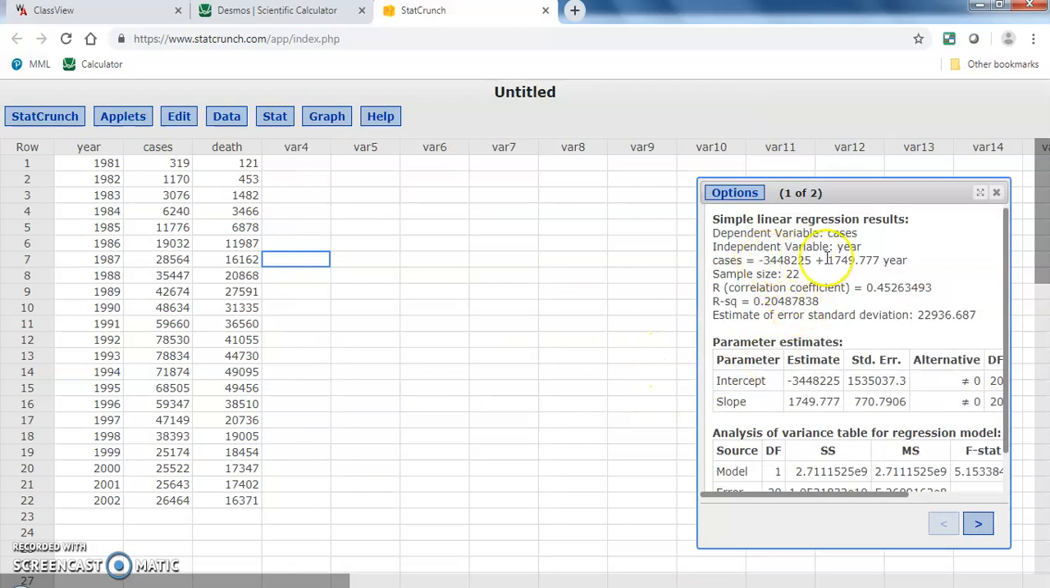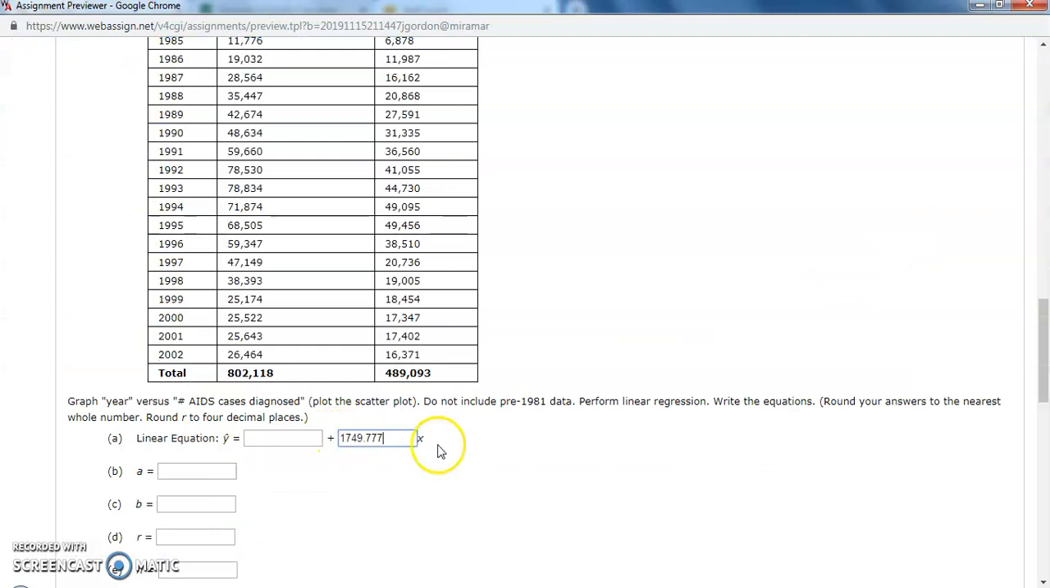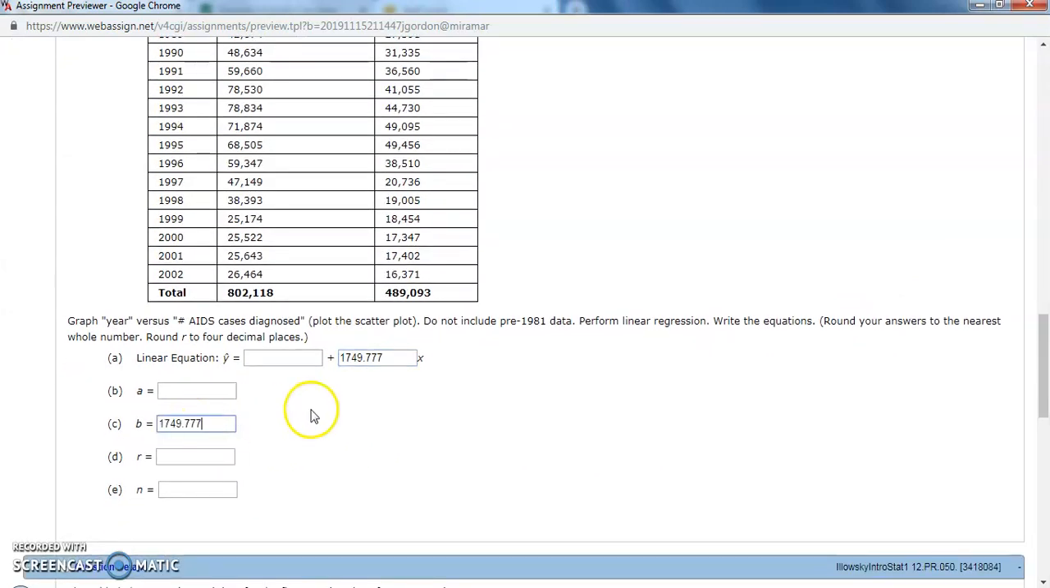Here is our slope, and here's our y-intercept. Y equals a plus bx. B is the one with the variable, it's your slope. So I'm going to copy this. It goes with your slope right here and here, and round your answers to the nearest whole number. So that would become 50.